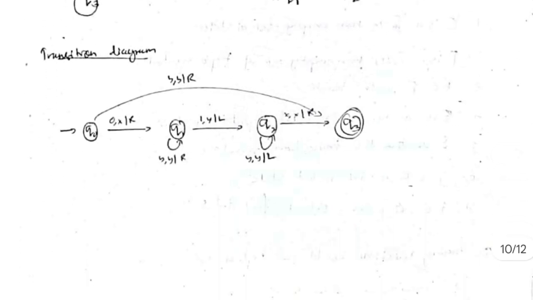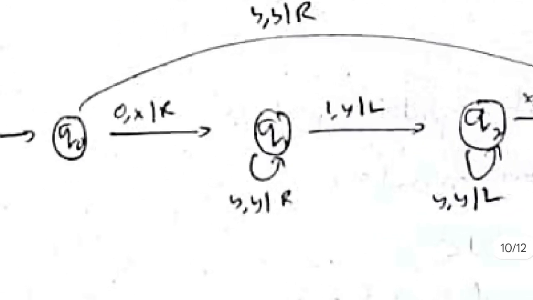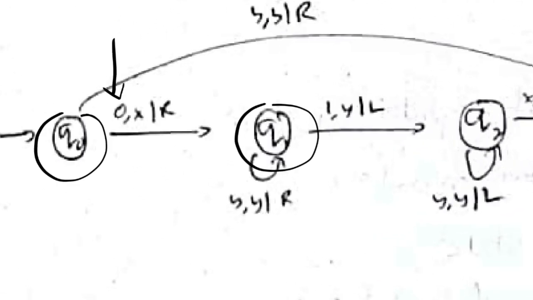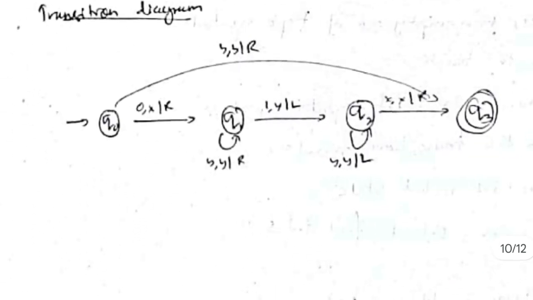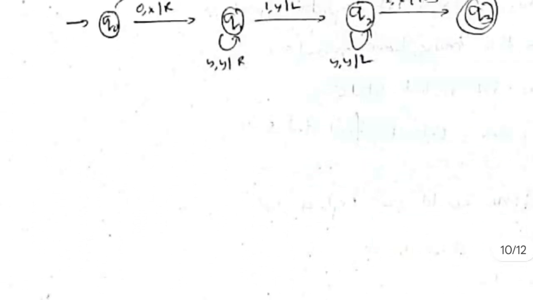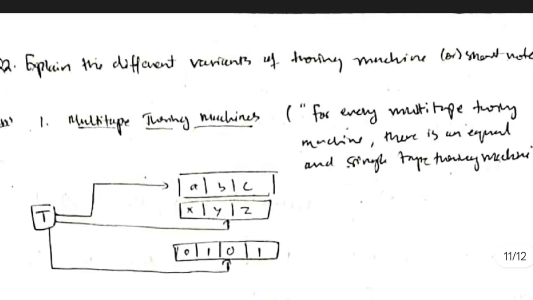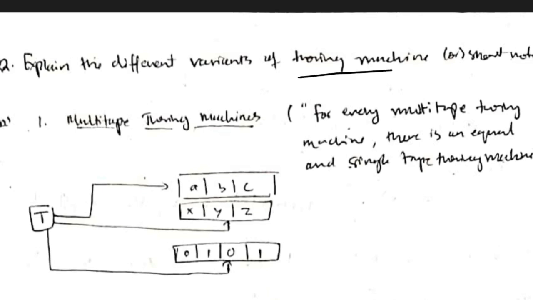And the transition diagram, we all know, we move from one state to another state. For example, if you want to move from q0 to q1, we move only if we get the input 0, and it is on x and we will move to the right. So this is the representation of the transition diagram, and this is what you have to do in the first question. After that, moving on to the second question: explain the variants of Turing machine.